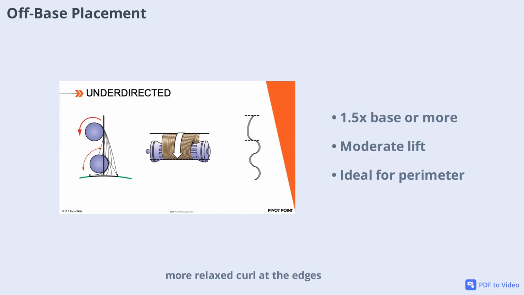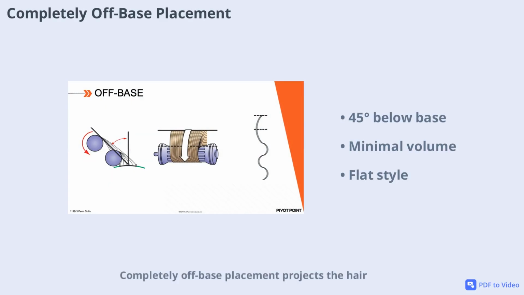Completely off-base placement projects the hair 45 degrees below the center of the base, positioning the tool entirely off its base. This technique results in minimal volume or lift and is used when a flatter, more relaxed style is desired.